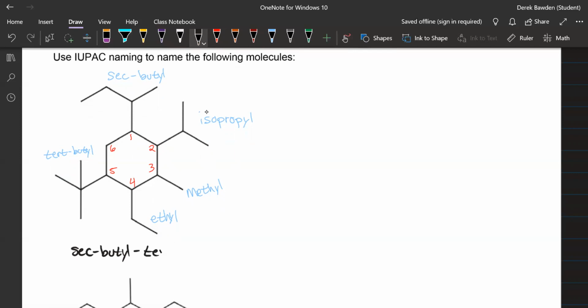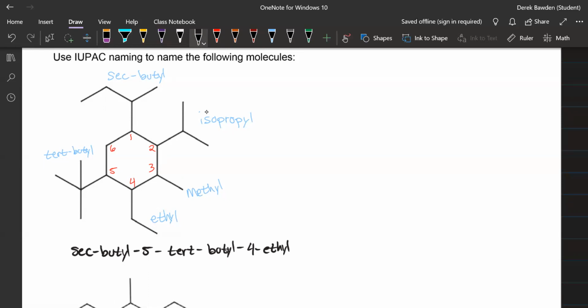Right, our tert-butyl. Sorry, that needs to be 5. 5 tert-butyl. Next is our ethyl. 4 ethyl. You need to put 1 sec-butyl. That's optional. Yep, you do not need to put 1 sec-butyl because when we don't put a number, they assume it's on the first carbon. Okay.